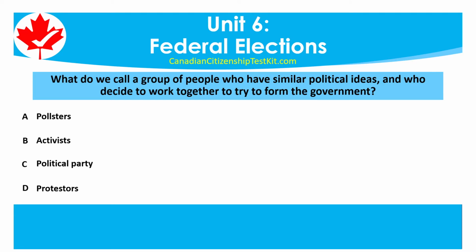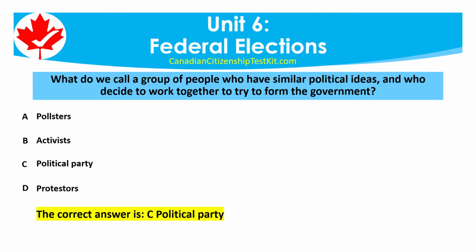What do we call a group of people who have similar political ideas and who decide to work together to try to form the government? A. Pollsters. B. Activists. C. Political party. D. Protesters. The correct answer is C. Political party.